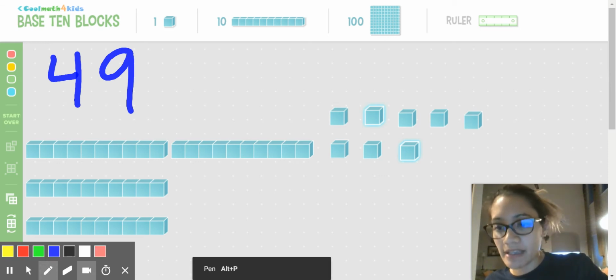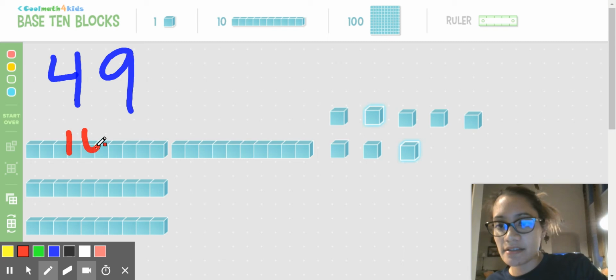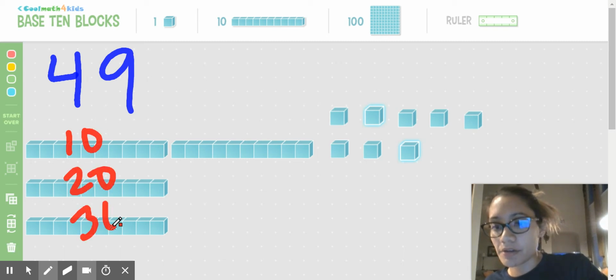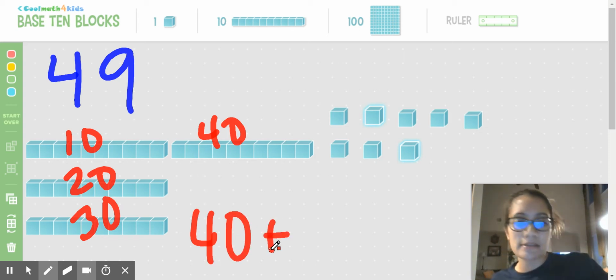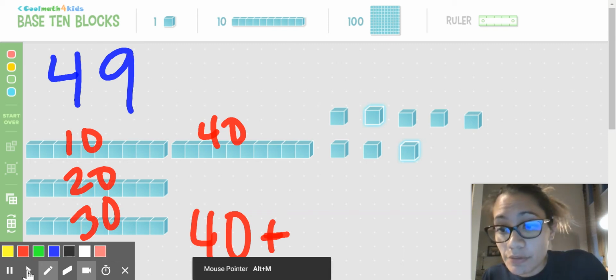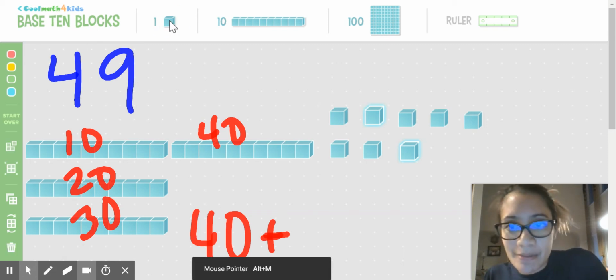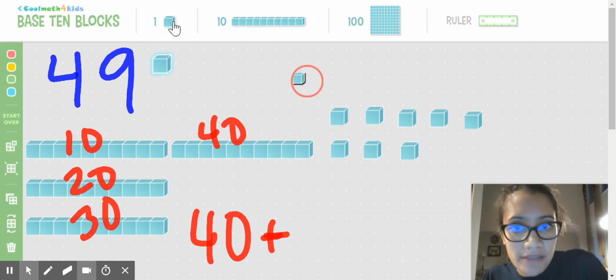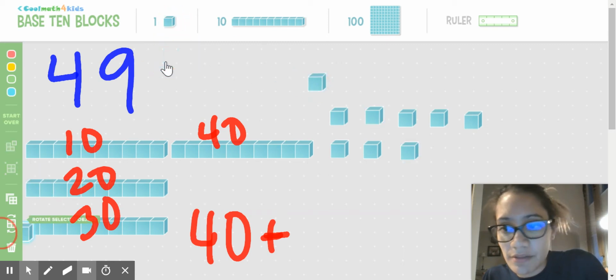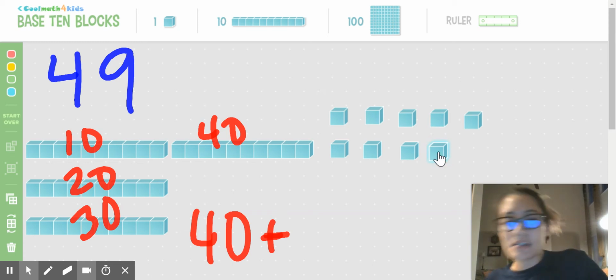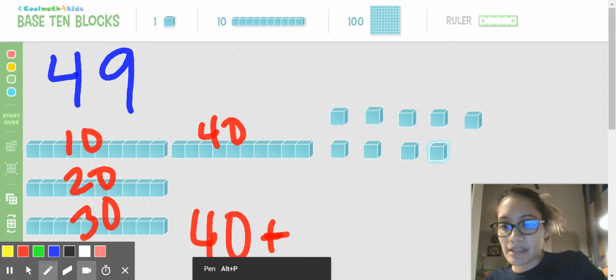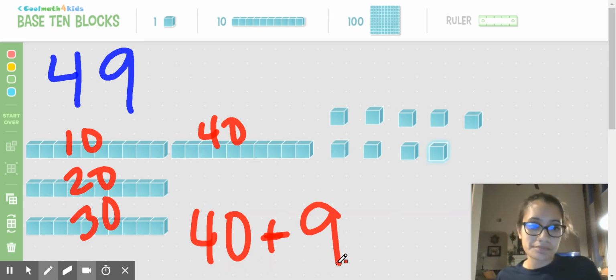So my value is, this is 10, 20, 30, 40. So this is 40 plus, and then I have, oops, I forgot a 1. Oops, sorry. And I'm going to put my 1 right there. So this is actually 40 plus 9.